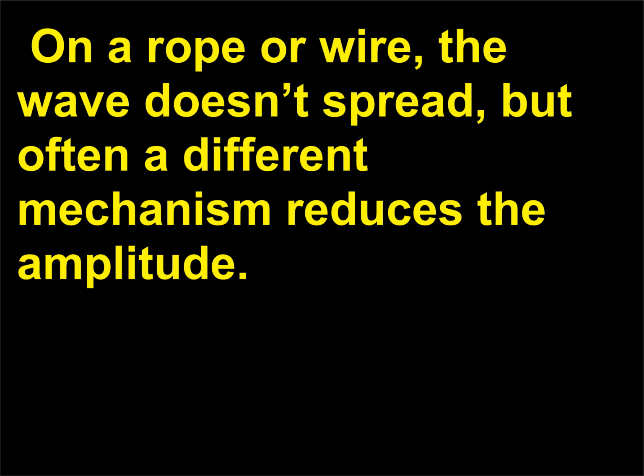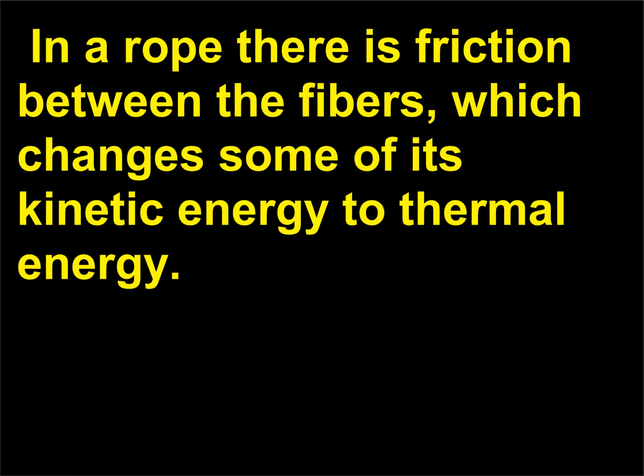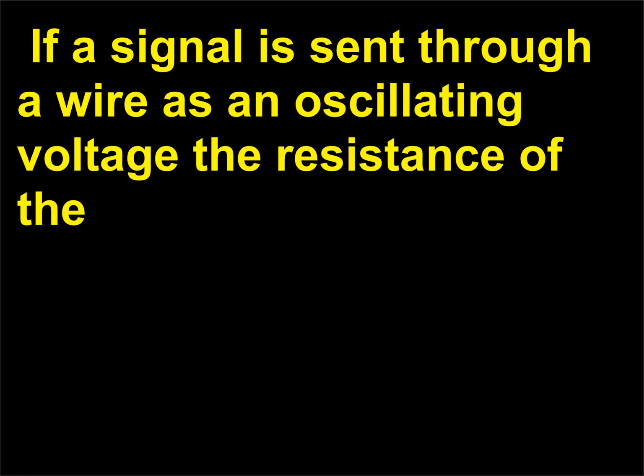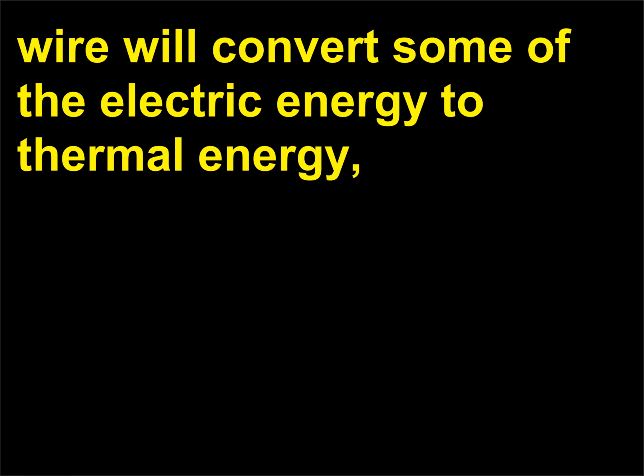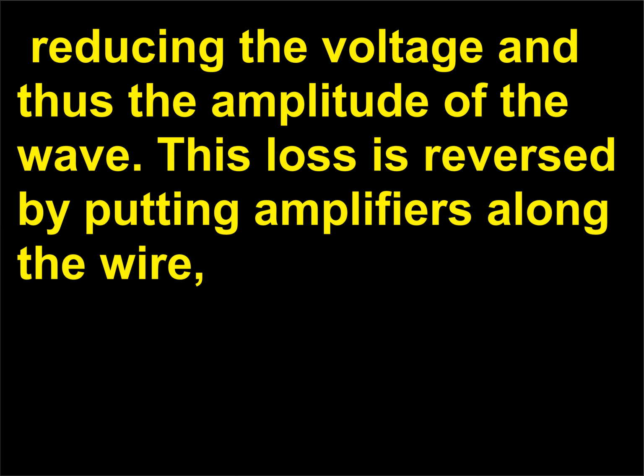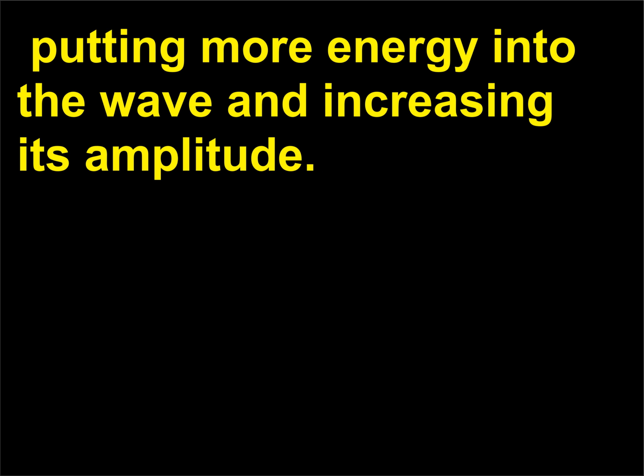In a rope there is friction between the fibers, which changes some of its kinetic energy to thermal energy. If a signal is sent through a wire as an oscillating voltage, the resistance of the wire will convert some of the electric energy to thermal energy, reducing the voltage and thus the amplitude of the wave. This loss is reversed by putting amplifiers along the wire, putting more energy into the wave and increasing its amplitude.